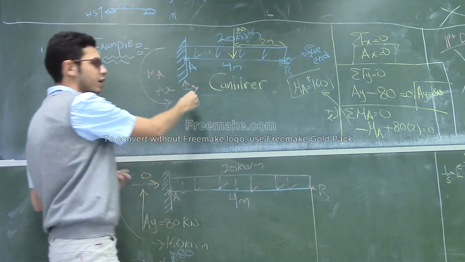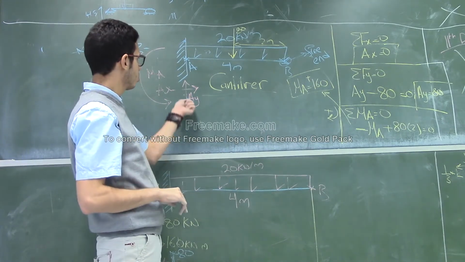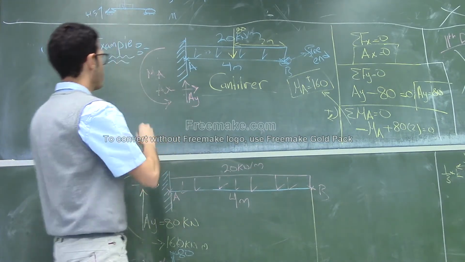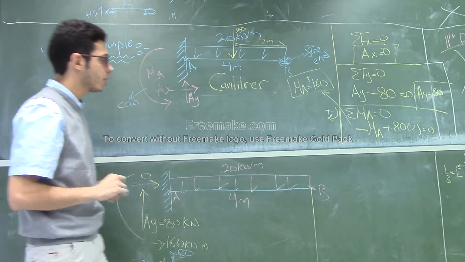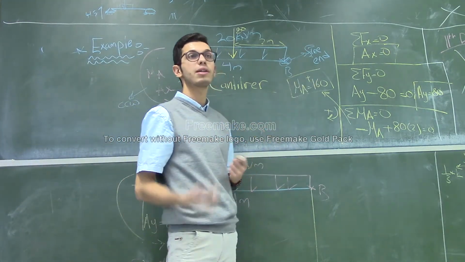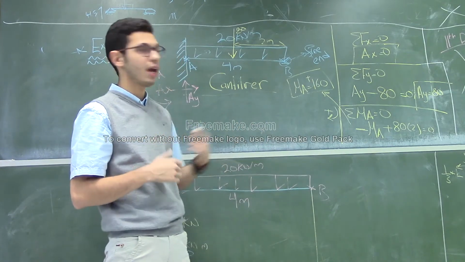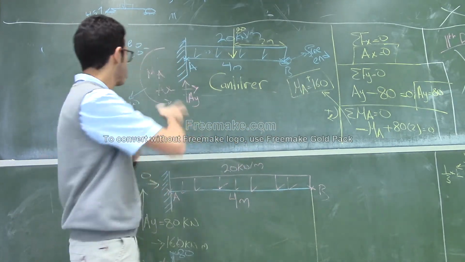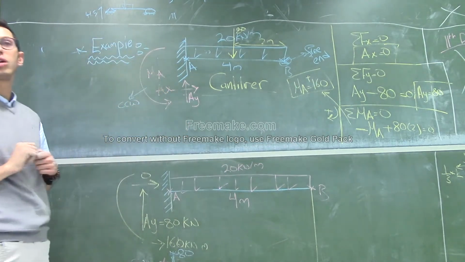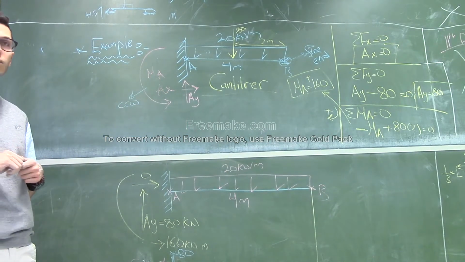Like when you find the reaction, you assume MA here. My assumption was that it's counterclockwise, and the sign was positive. That means my assumption was correct. If the sign is negative, that means my assumption is incorrect, so I should flip it into clockwise. Okay?